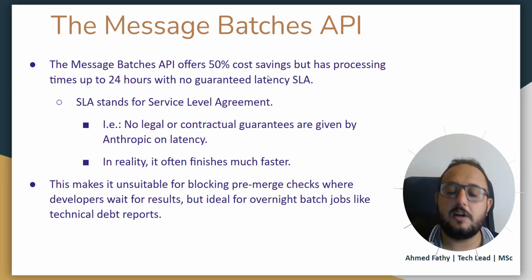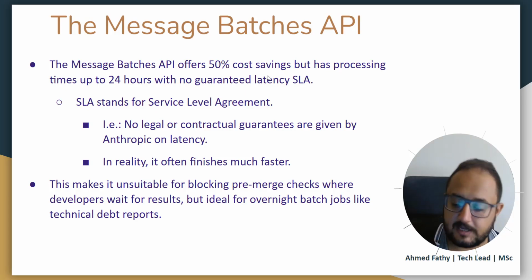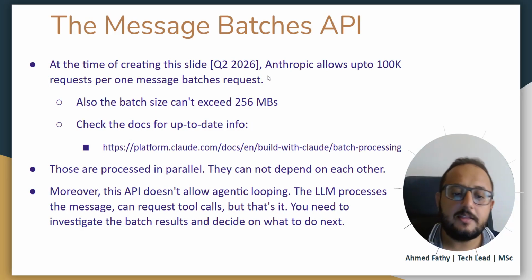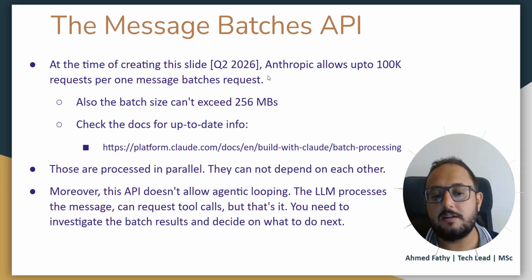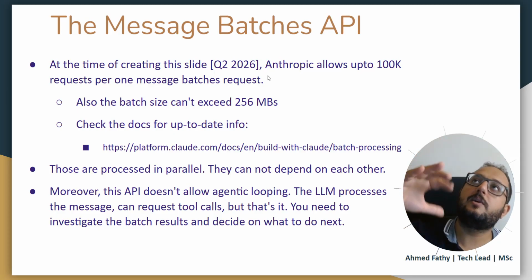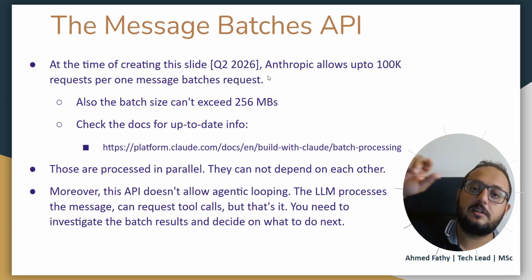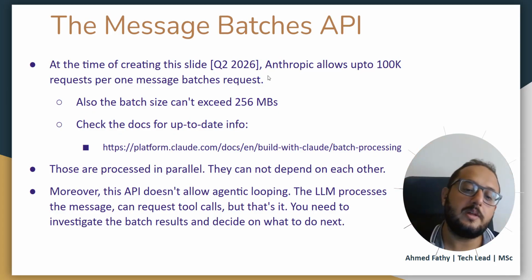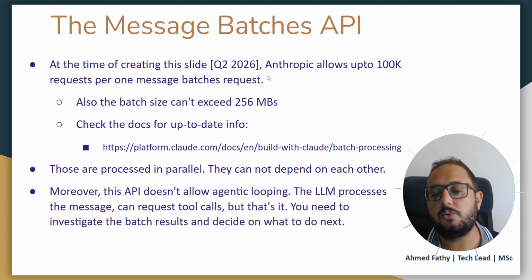So we are pretty much done with the question, but let me give you some details and some examples. At the time of creating this slide, Anthropic allows up to 100,000 requests per one message batches request. So in the same request, you can actually send 100,000 messages. Also, the batch size cannot exceed 256 megabytes.